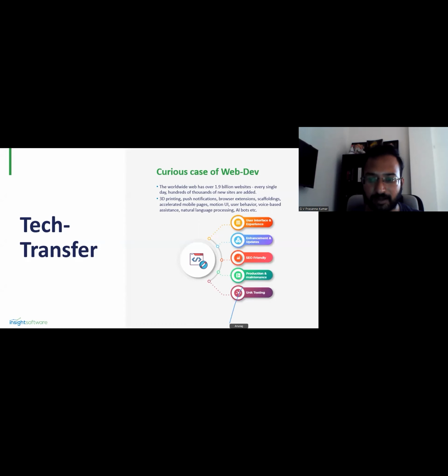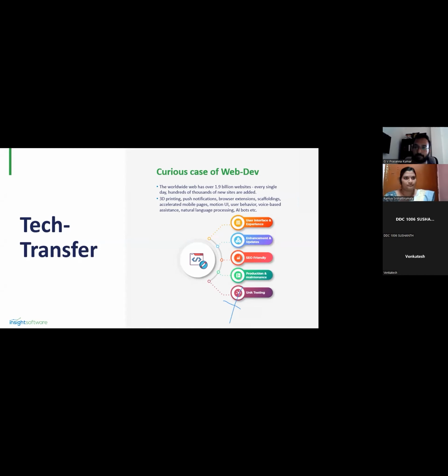It is not something where I go and wait. The time is a crucial factor here. I can't wait. It should be very quick and very fast. It has to be mobile responsive. It has to be motion UI: if I tilt to landscape or portrait mode, it should work in any mode I select. It should be user friendly, with voice-based assistance, natural language processing, AI, everything getting integrated into the web application. Here I named just a very few, to give you a brief.